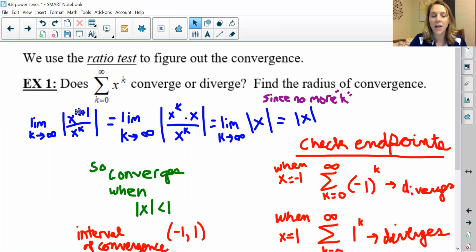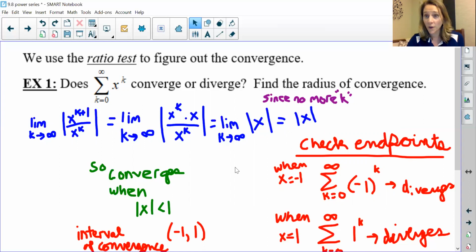And we remembered our exponent rules where we said x to the k plus 1 is the same thing as x to the k times x to the first, right? Because we add exponents when we're multiplying the same bases. And that's all over this original x to the k. So you can see the x to the k divided by an x to the k will cancel, and we're left with the limit as k approaches infinity of the absolute value of x. Well, there's no more k, so the limit would just be the absolute value of x.